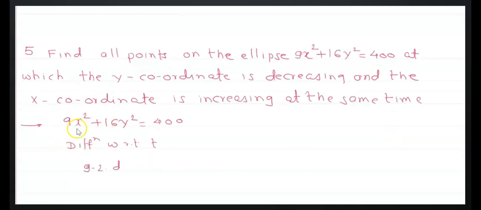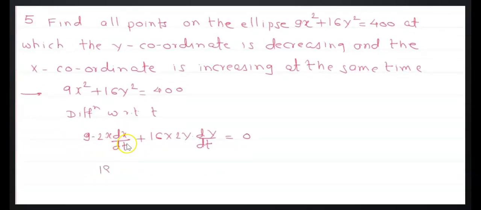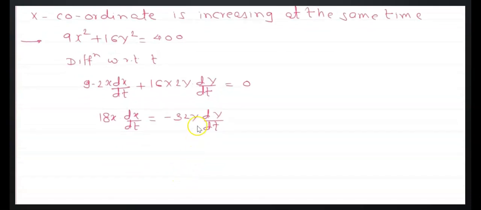Now differentiate this first equation, 9x square plus 16y square is equal to 400, with respect to t. The derivative of x square is 2x into dx upon dt, plus 16 into 2y into dy by dt is equal to 0. Therefore 18x into dx upon dt is equal to minus 32y into dy by dt. Now it is changing at the same rate. Therefore dx upon dt is equal to dy upon dt. We'll substitute the value.